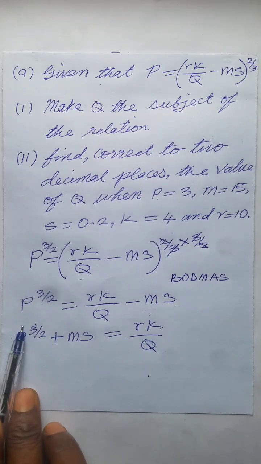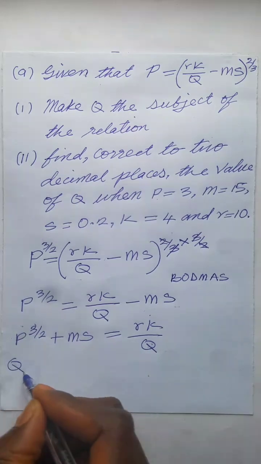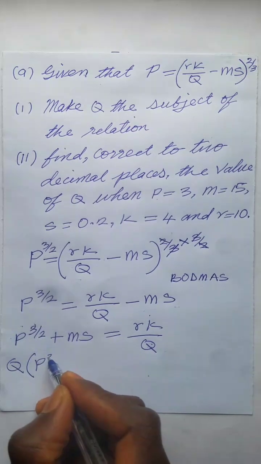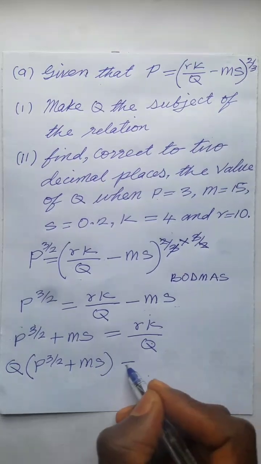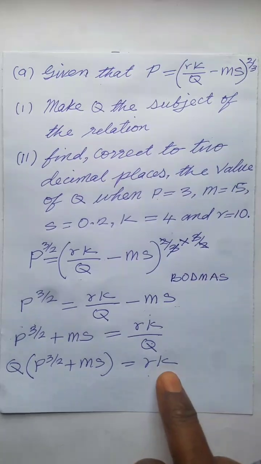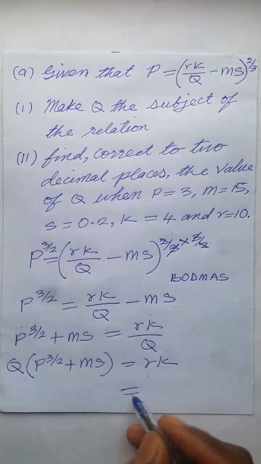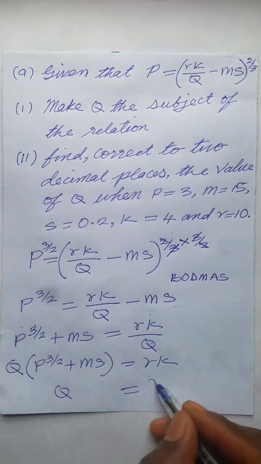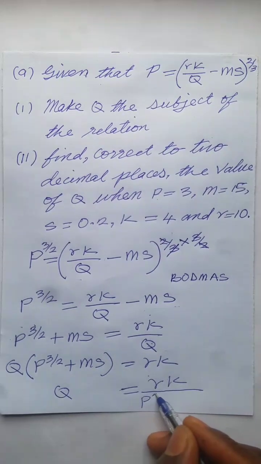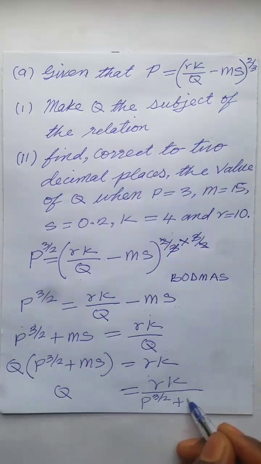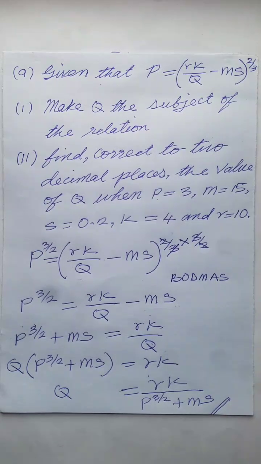It's that simple, right? But if you want me to take it step by step, I can bring this guy Q over here to multiply this guy so that RK is now alone. Is that okay? The next step, I send him down. So Q now becomes RK all over P raised to power 3 over 2 plus MS. And that is our final answer.